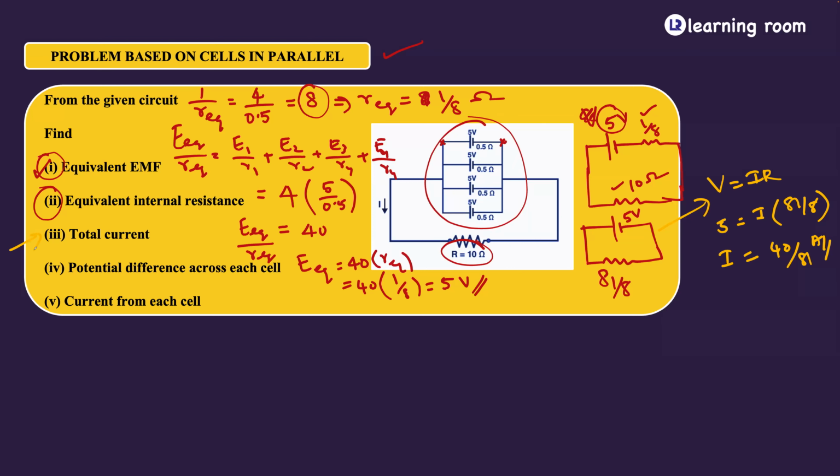Now, they're asking the potential difference across each cell. But for me to find the potential difference across each cell, first I need to know the current from each cell. If the total current supplied by the system is 40 by 81, observe all the cells are identical here. Then what is going to be the current across each cell? It will be the total current supplied divided by 4. It will be 10 divided by 81 ampere.